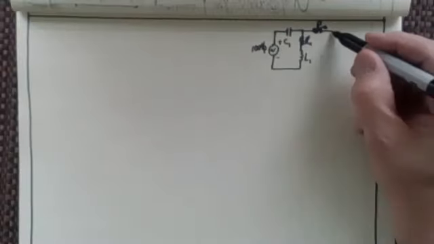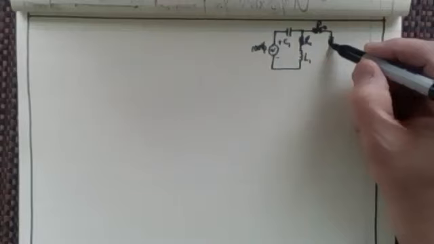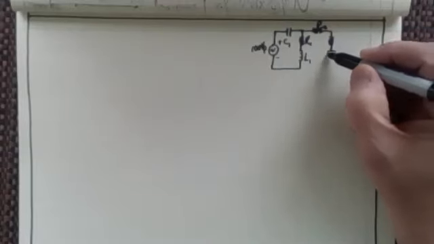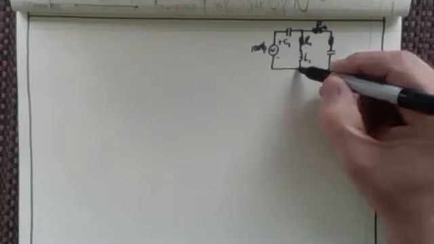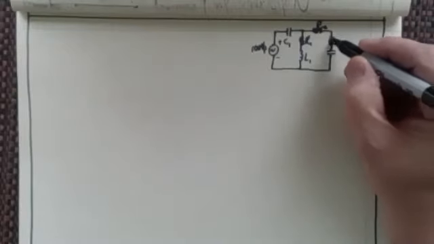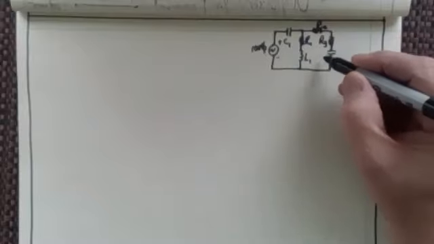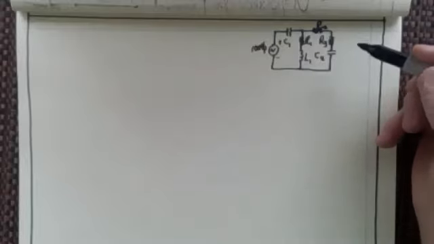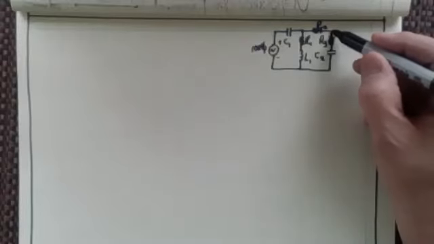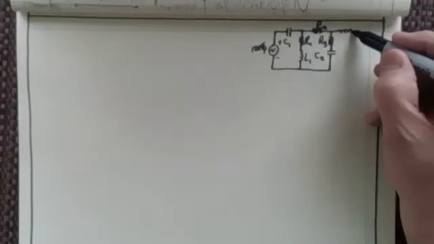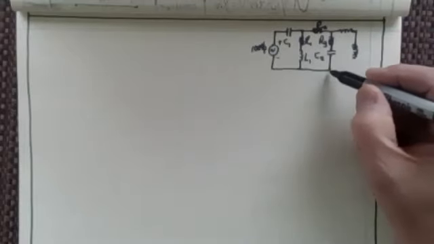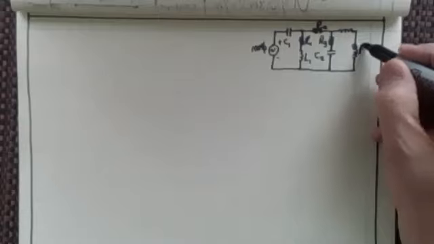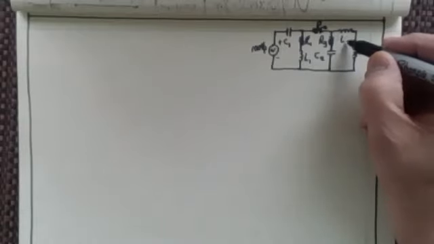And then we're going to have another parallel branch, and that's going to include a resistor and a capacitor. So this is going to be R3, and this is going to be C2. And then we have one more branch of the system that's going to start off with an inductor. That'll be L2. And then that's going to go into a resistor in this branch, which is going to be R4.